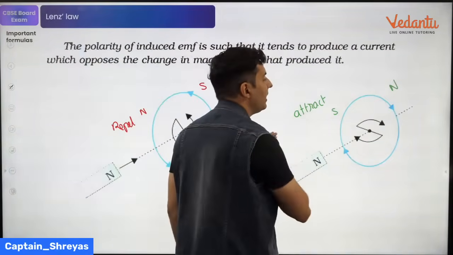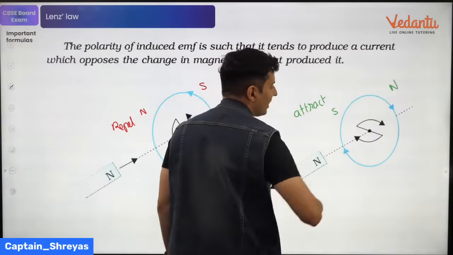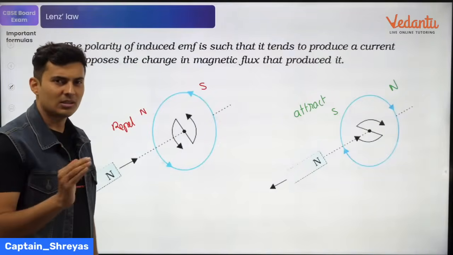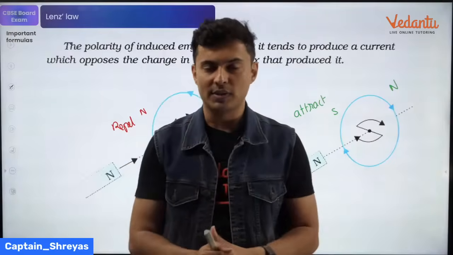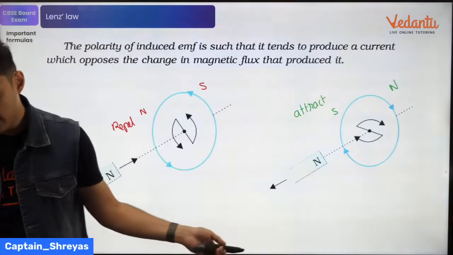So if the magnetic moment is that way, hold your thumb that way, your fingers will curl this way. So that's the direction of the current. So that's how simple it is to use Lenz's law. Just see what is happening, try to oppose it. Whatever is happening, try to oppose it. Is that okay, guys? Is that okay?